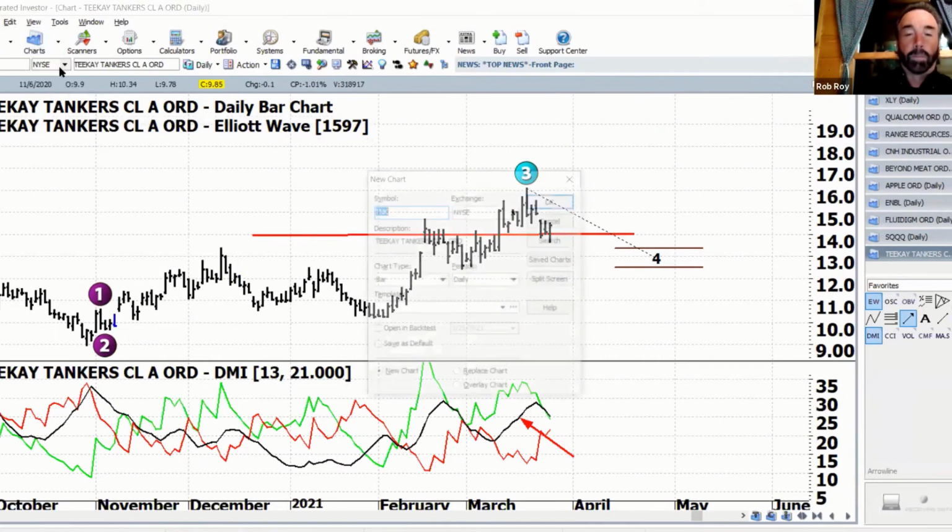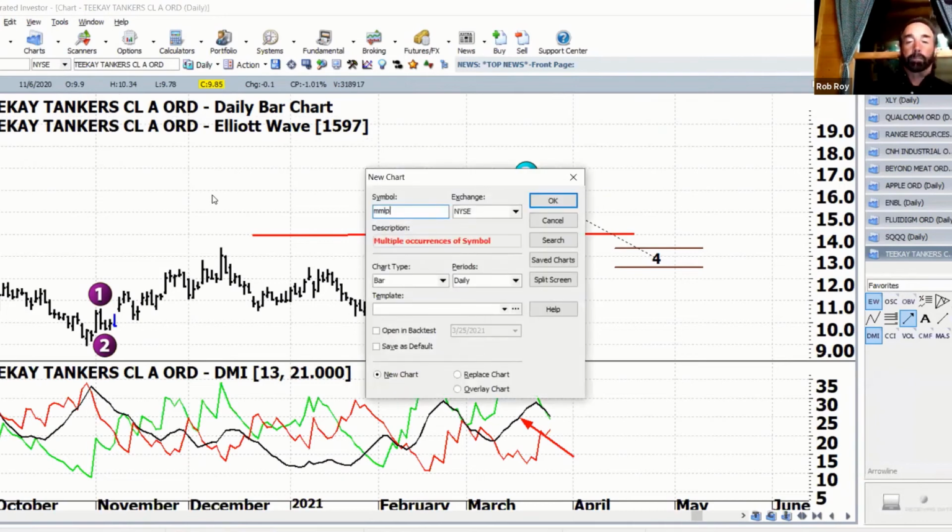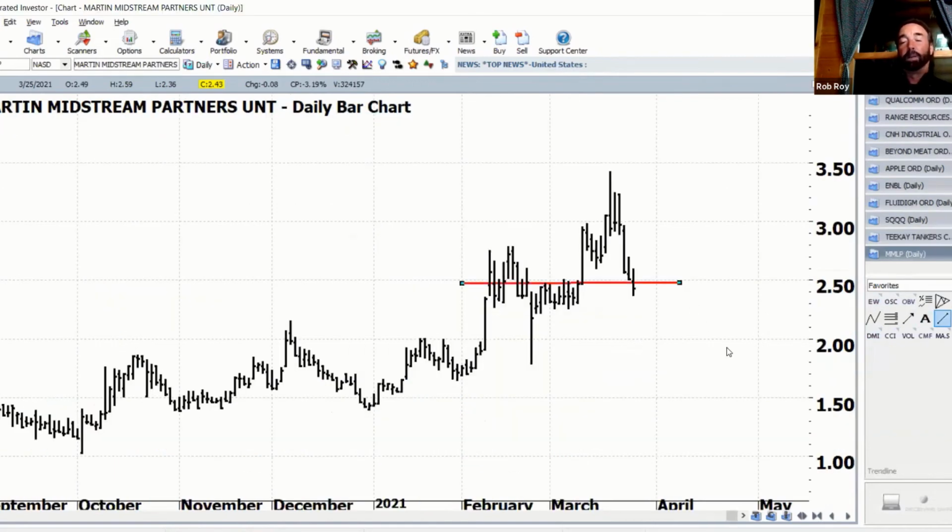And then MMLP. Also at support where it needs to hold, right there at the 250 level. You could draw the line right there at 250. You could draw it right in the middle here. Regardless, it's in the area of support. And if it doesn't hold here, then this one's down to 1.5 in a very short period of time.